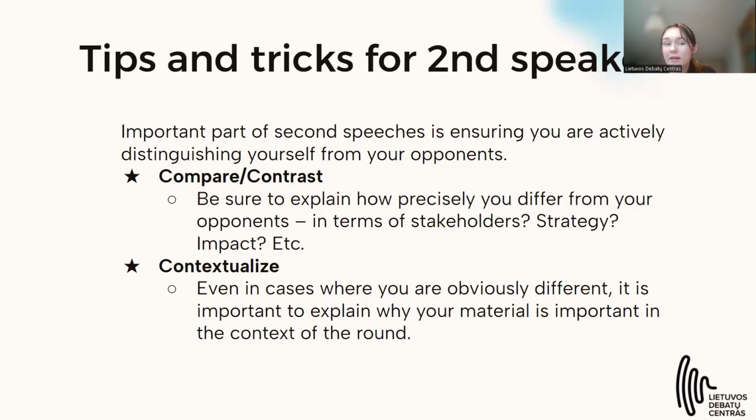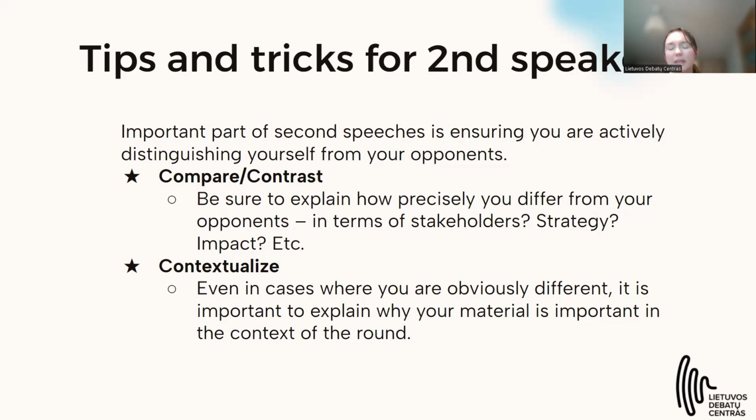So what does this look like? You have to explain how precisely you, your team, differ from your opponents. So maybe in terms of stakeholders, or the people who are affected by the motion, maybe your strategy is better because you have arguments that affect more people or they affect them more deeply, right? Like this is related to impacts as well. So there are a lot of ways that you can prove to the judge that you're actually the one taking the win home, right? Because you're comparing and contrasting between your material and the opponent's material.